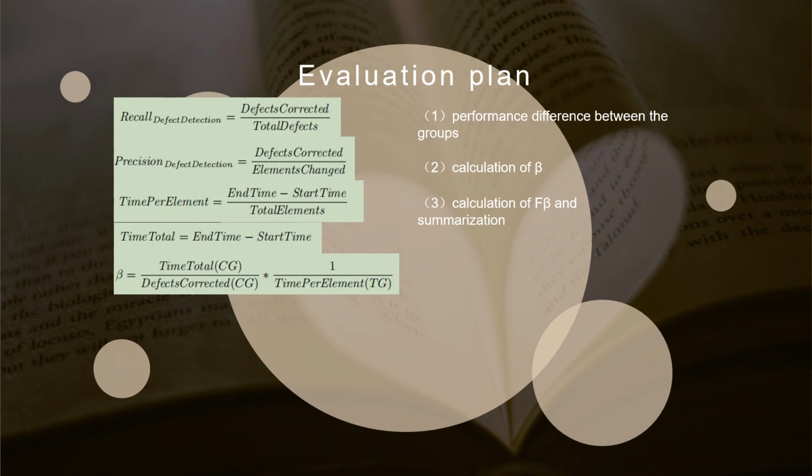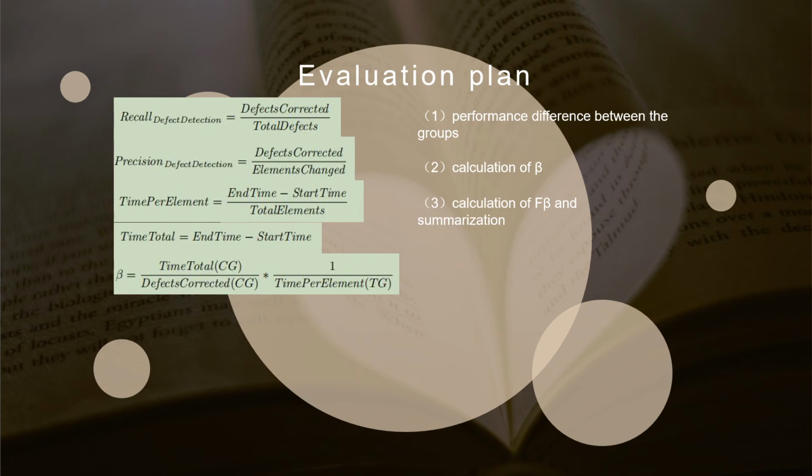Next, I want to talk about the evaluation plan. First is the performance difference between the groups. We will compare both groups with the following metrics. The defect detection recall measures how many defects a participant finds in the specification. The defect detection precision measures how many changes of a participant actually fixed a defect. The time per element measures how many seconds a participant spends on average to make a decision for one element in the specification, and the total time per review should still be greatly reduced due to the significantly smaller number of elements in the review.